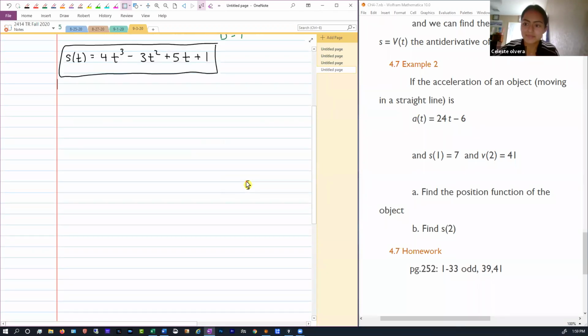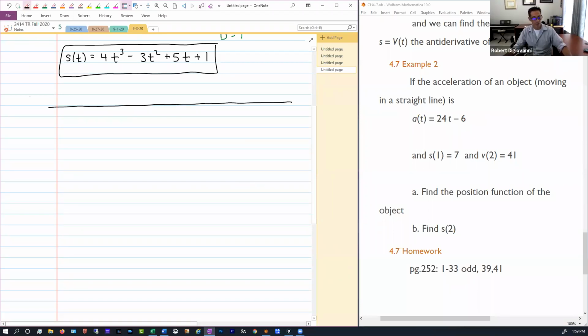I have to show you something, because there's another type of problem that you'll see in your homework. It's a little bit more difficult than this. So let's go back and look at this problem again. I'm just going to use the same one.